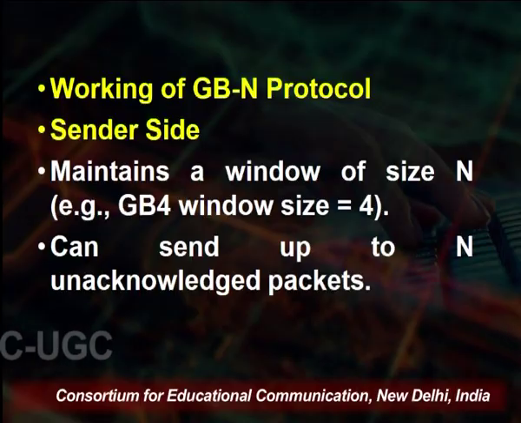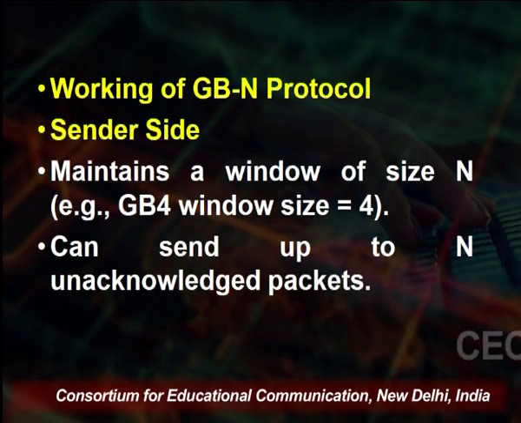So when we look into the working of Go-Back-N protocol, let us try to see what is happening with the communication system at the sender's side. Let us say we are talking about GB4, that means the window size N is 4. As I have already told you in the previous lecture, the sender is going to maintain a window of size N. Here N is 4.